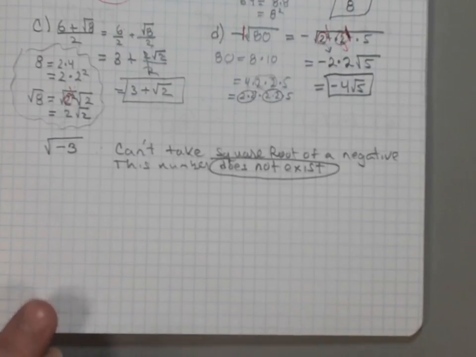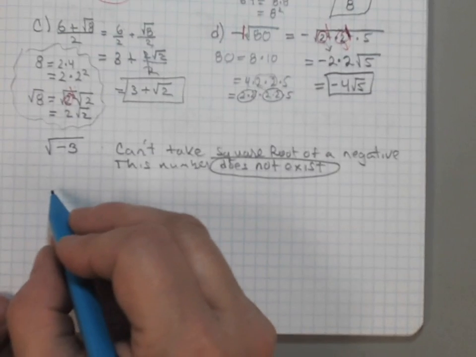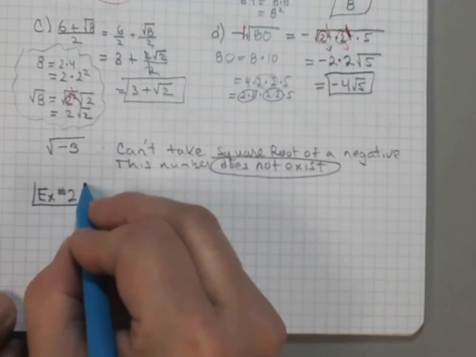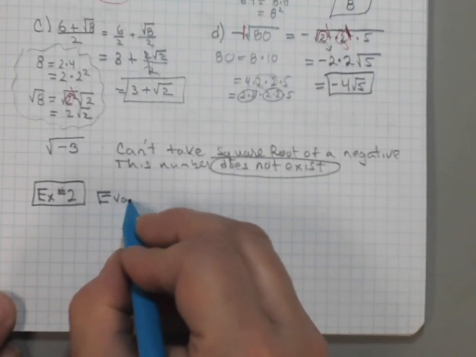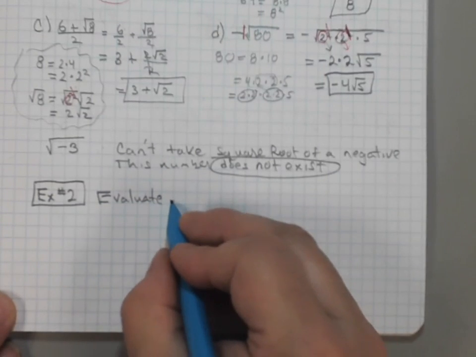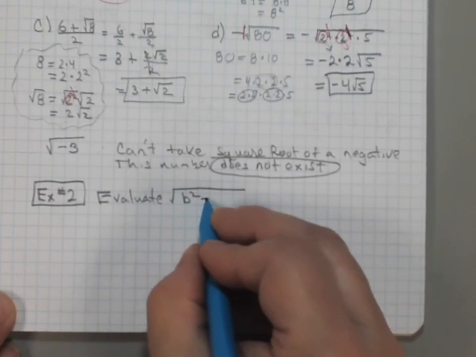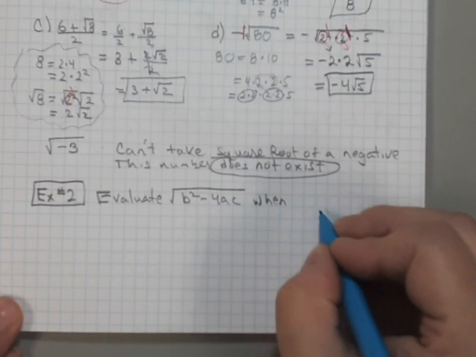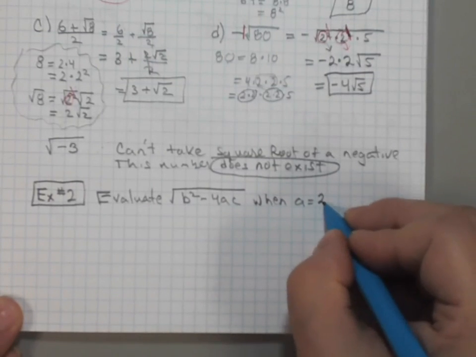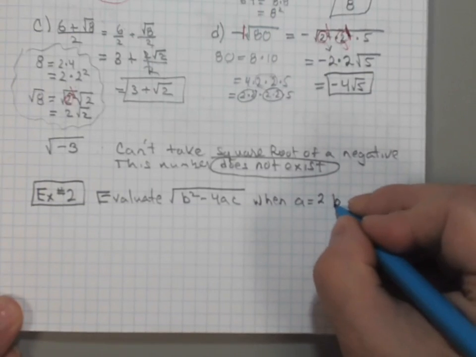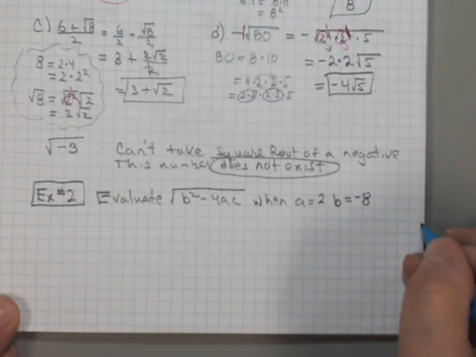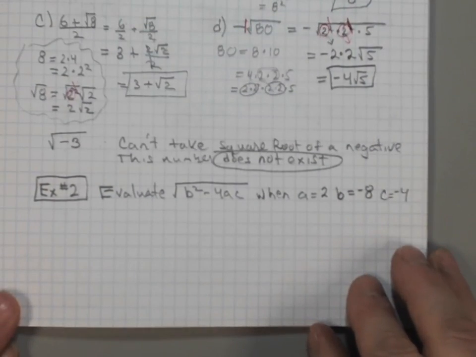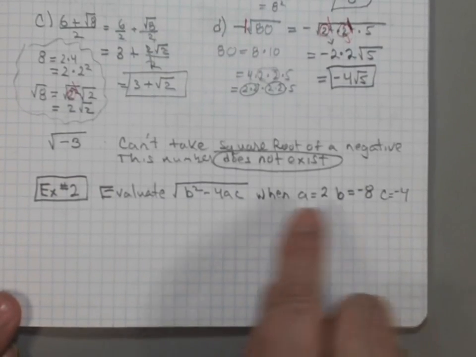All right, and one more thing, you'll be asked to evaluate a radical. So an example of that would be: evaluate the square root of b squared minus 4ac when, let's say, a equals 2, b equals -8, and c equals -4. All right, so that just means we have to plug in those numbers into this radical.